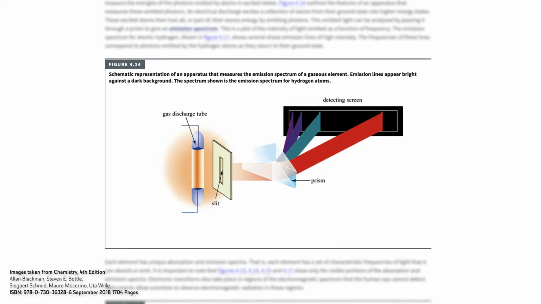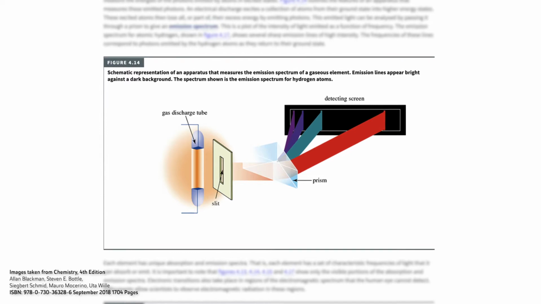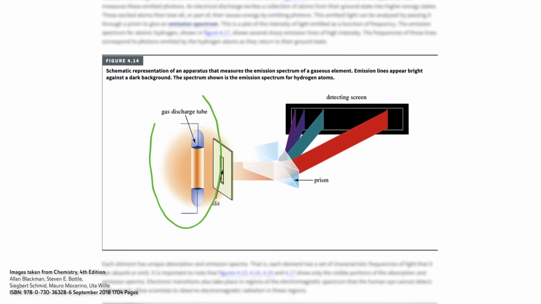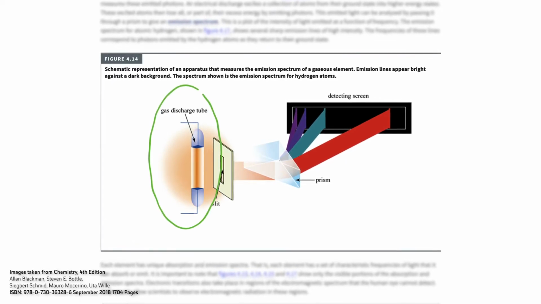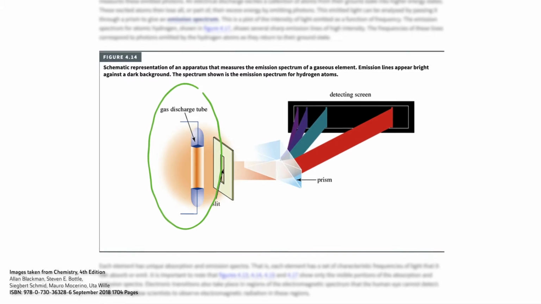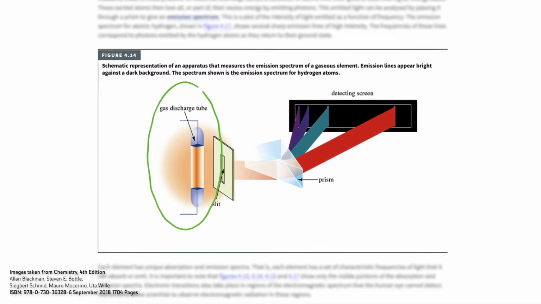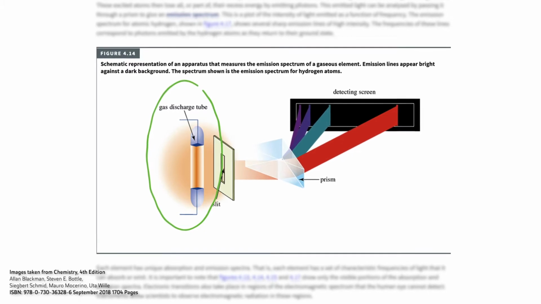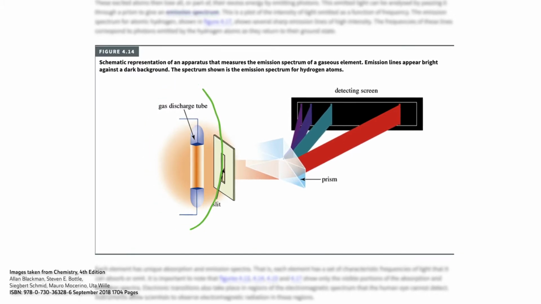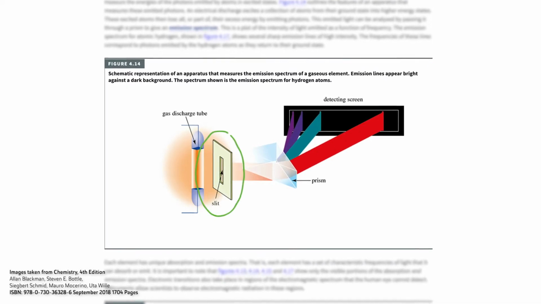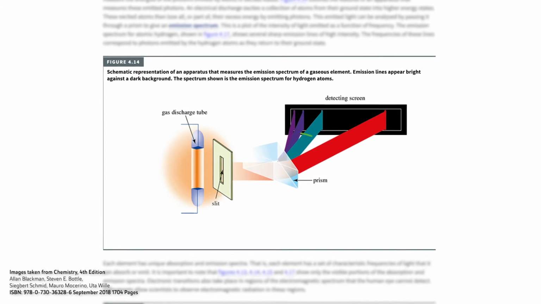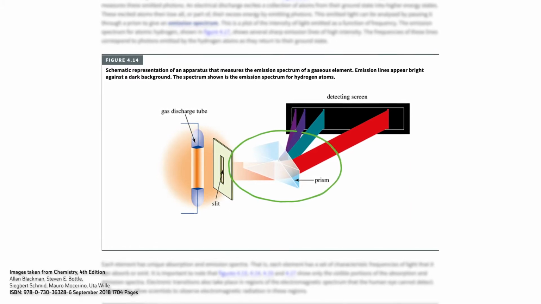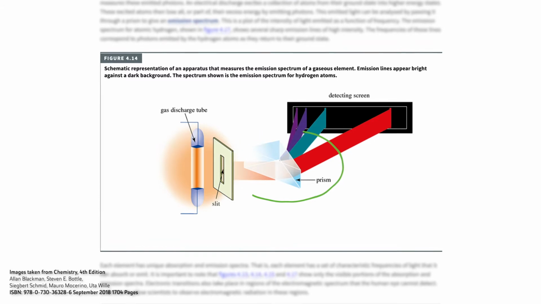Here is a little diagram of an experimental setup for looking at atomic emission. We've got our sample in a gas discharge tube, so it's in the gas phase. We put a very, very high voltage, a potential difference, over that, and the gas glows. As it glows, it's giving off energy as light. We put that light through a slit, and then through a prism, which takes the light and splits it into its components.